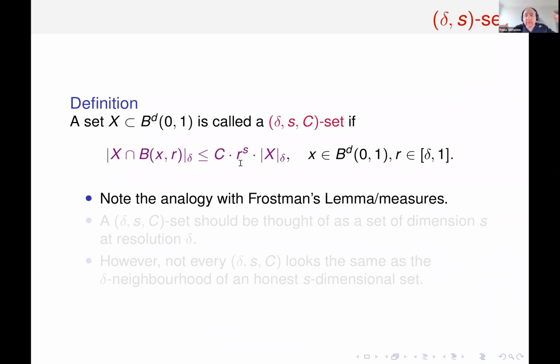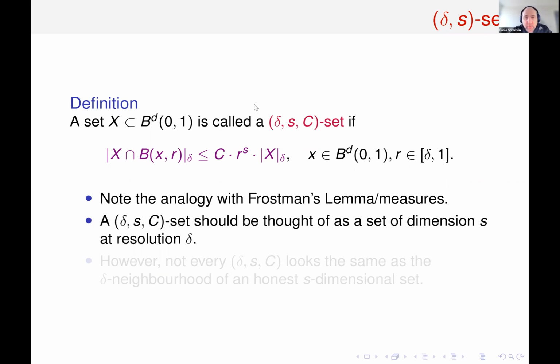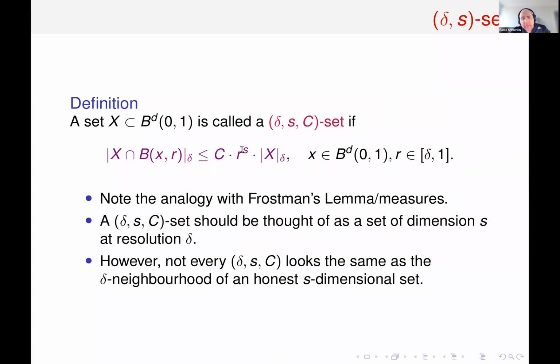And I want to make sense of the fact that at this scale range, the set looks s-dimensional, and this is a way to do it, which has appeared in many papers going back to Katz and Tao. Katz and Tao used a slightly different definition, but it's the same concept. Actually, one has to be careful with this because, on the one hand, it is morally true that if you take a real set of dimension s, a compact set of dimension s, and you discretize it at scale delta in the correct way, you get something satisfying this.